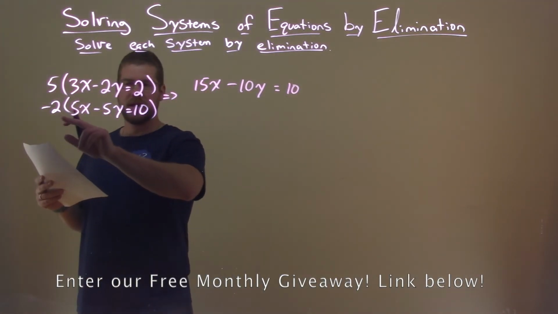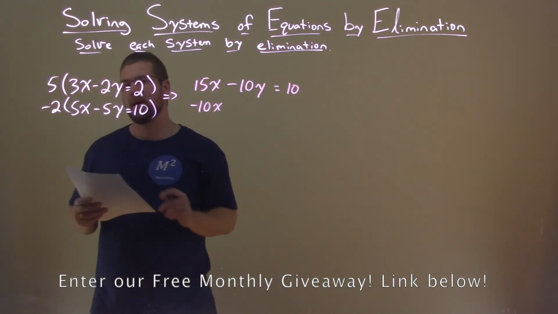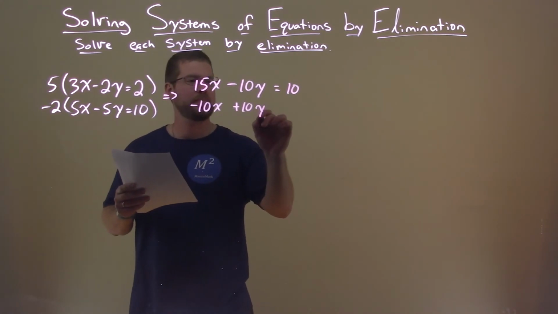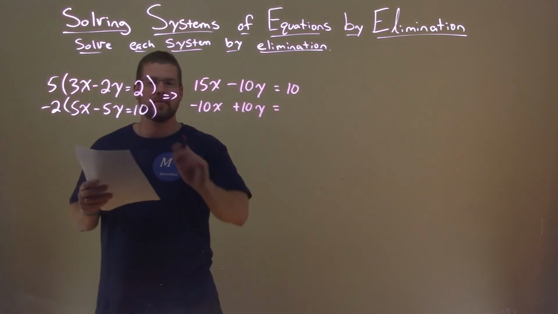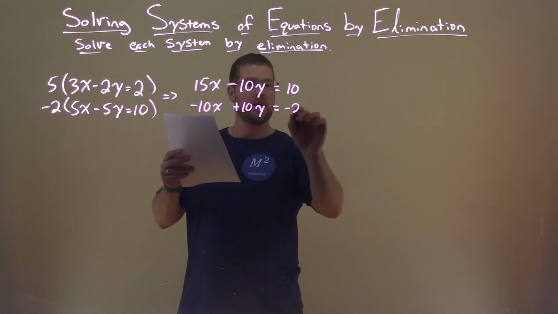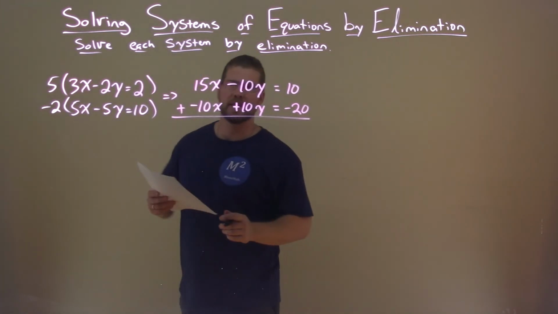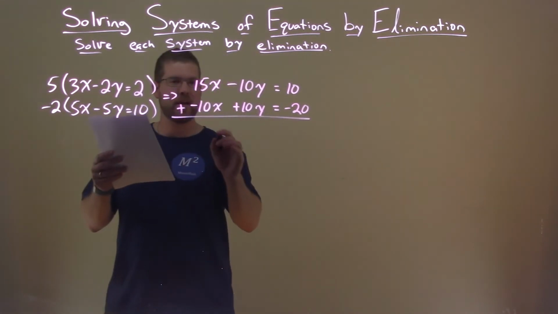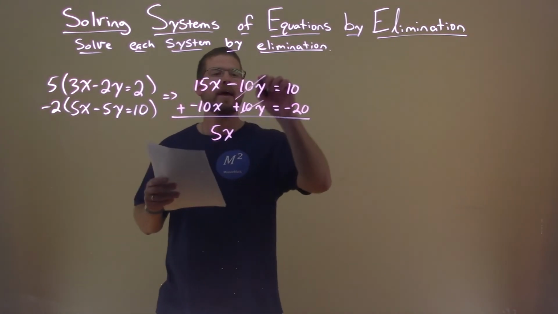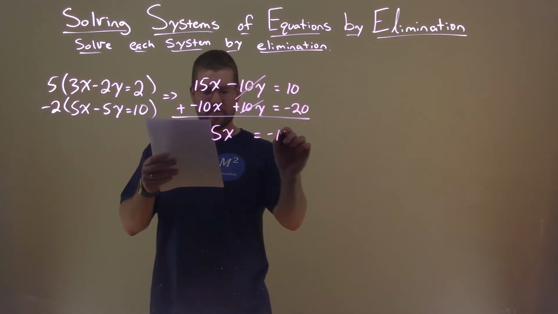Second equation, negative 2 times 5x is a negative 10x. And negative 2 times a negative 5y is a positive 10y. Negative 2 times a 10 is a negative 20. Make sure I'm keeping this negative here. All right, add the equations together. 15x plus a negative 10x is a 5x. The negative 10y plus 10y, eliminate. That was our goal. 10 plus a negative 20 is a negative 10.